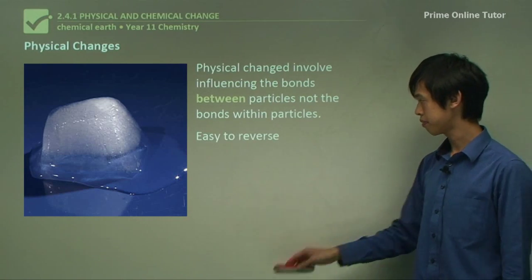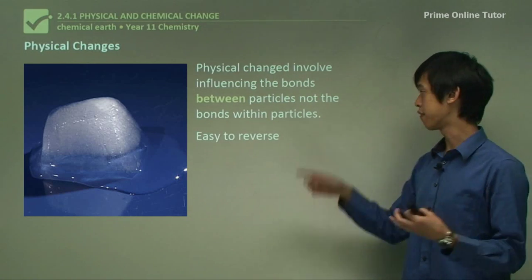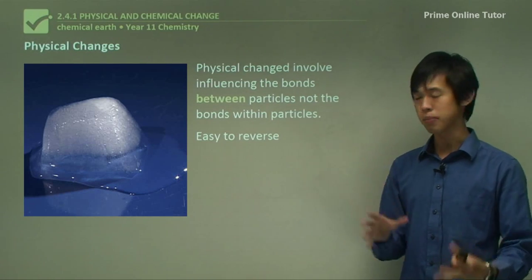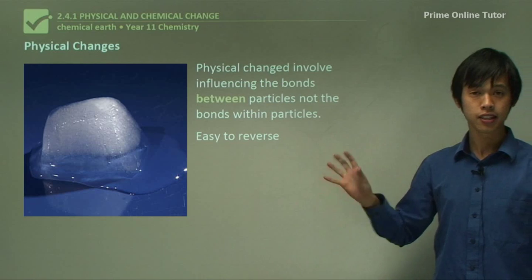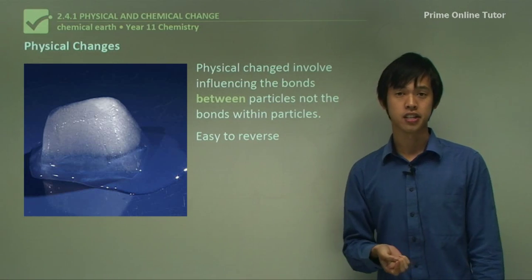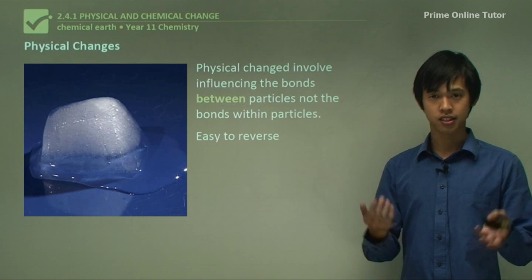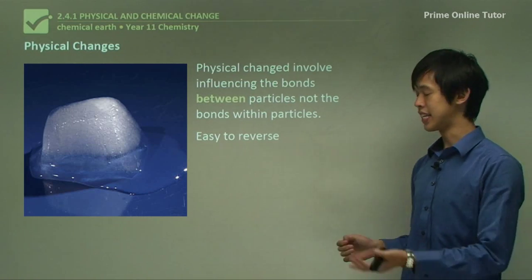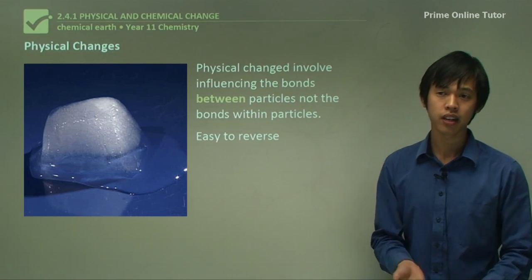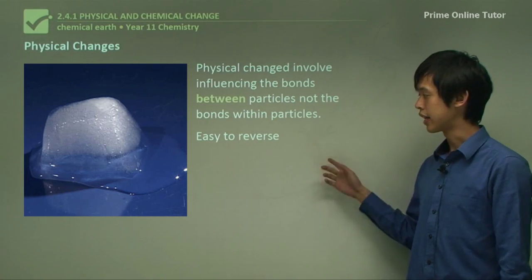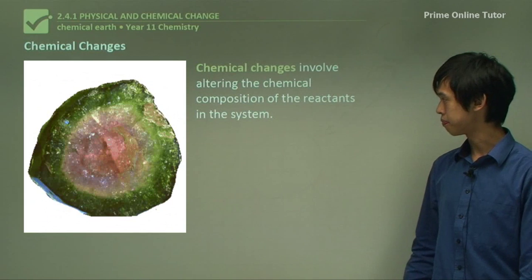Because we're only influencing the bonds between molecules, it makes these changes very easy to reverse. I can easily turn water into steam and then steam back into water. I can easily turn sodium chloride into sodium chloride solution, then back to sodium chloride crystal. So they're very easy to reverse.